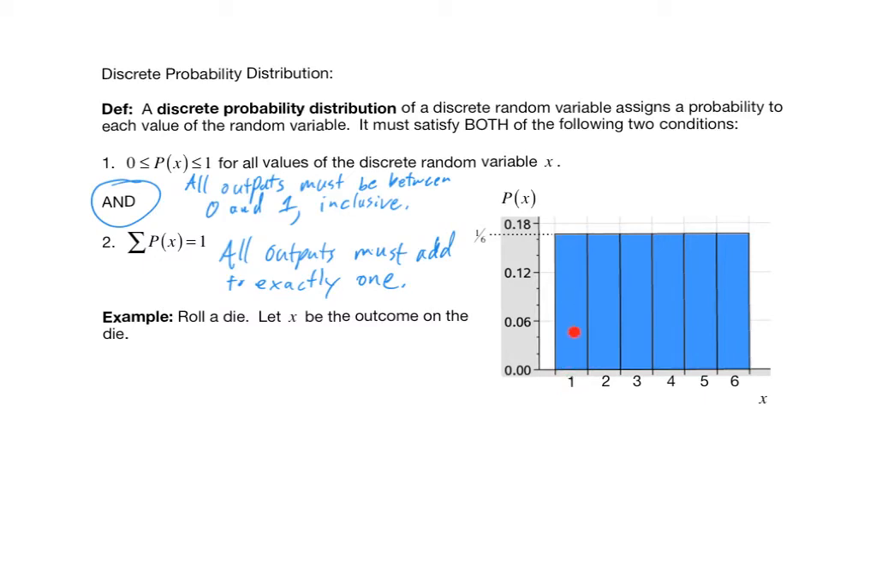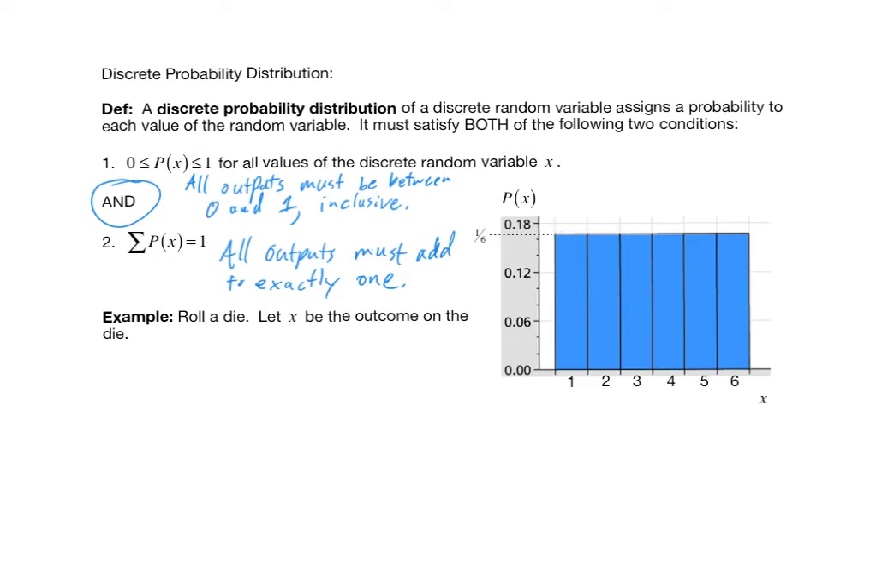So the likelihood of getting a 1 is 1/6. The likelihood of getting a 2 is 1/6. The likelihood of getting a 3 is 1/6, etc. So this example is a uniform probability distribution function. But let's actually verify that both of these conditions are satisfied. Well, first, all the outputs have to be between 0 and 1.